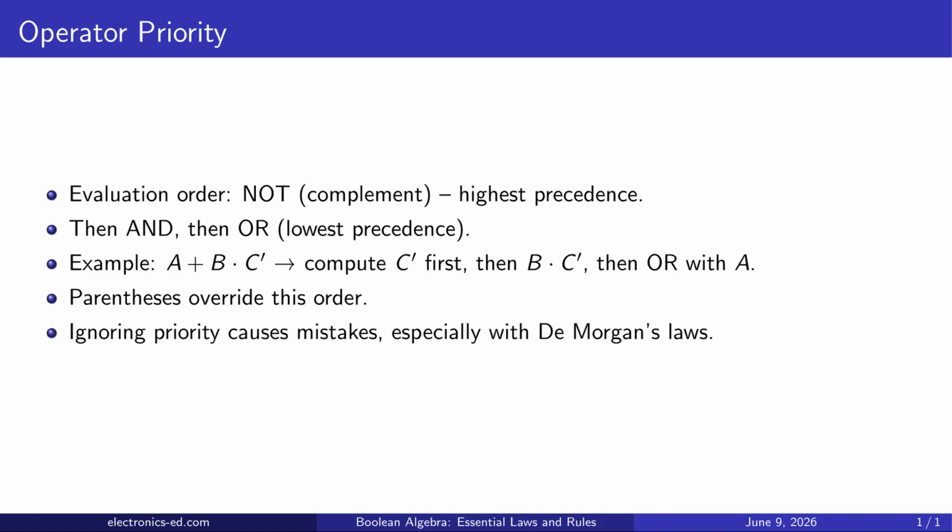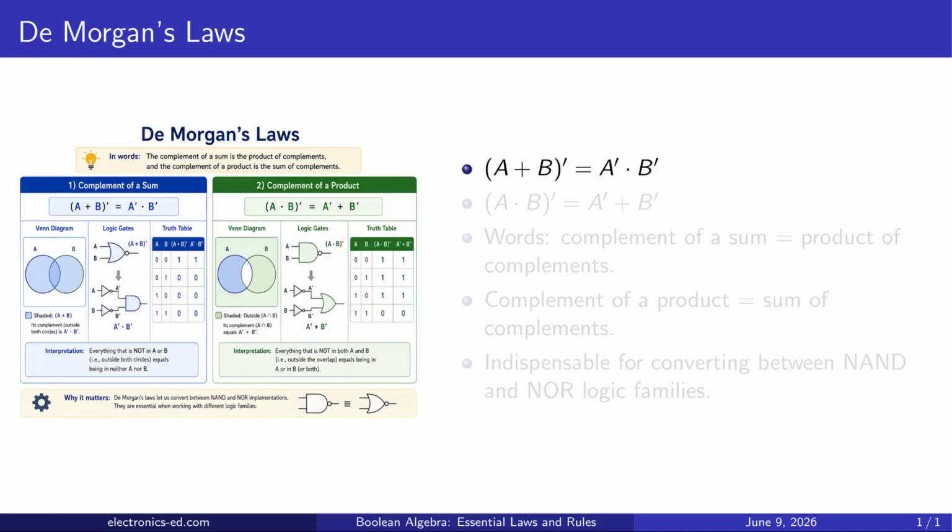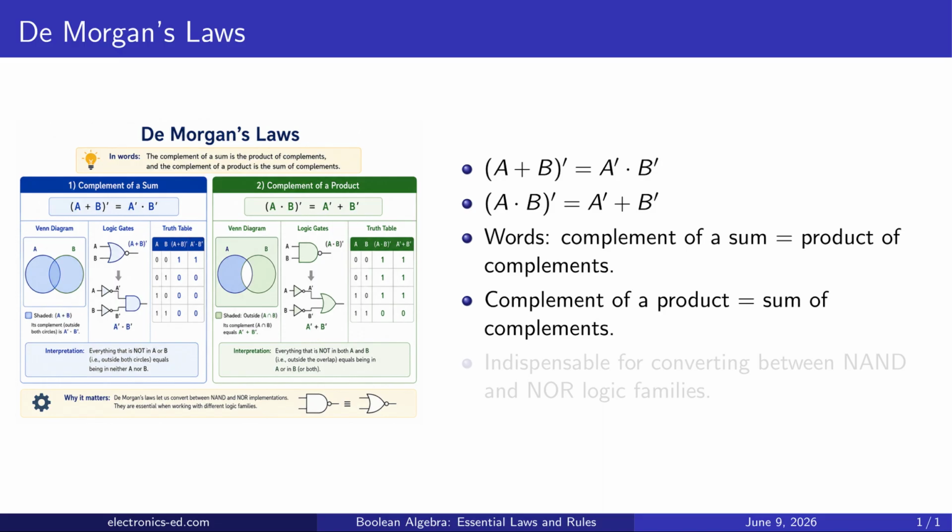Ignoring priority leads to mistakes, especially when applying De Morgan's laws. The complement of A OR B equals A complement and B complement. The complement of A and B equals A complement or B complement. In words, the complement of a sum is the product of the complements, and the complement of a product is the sum of the complements. These laws are indispensable for converting between NAND and NOR logic families.